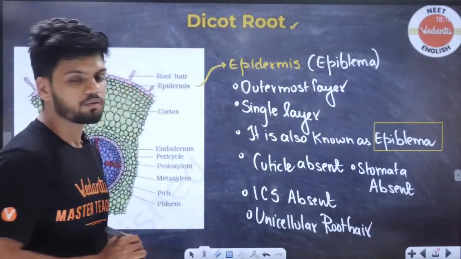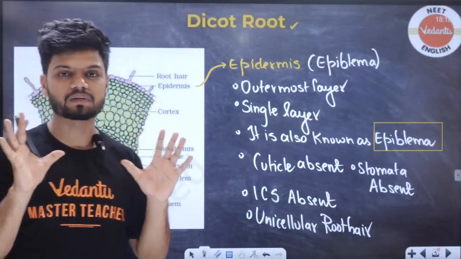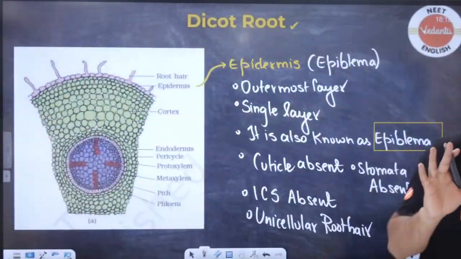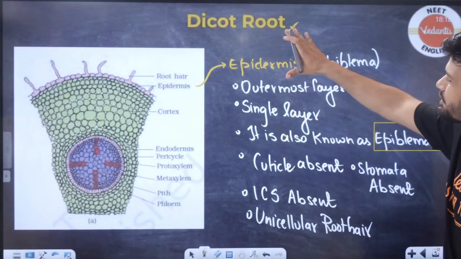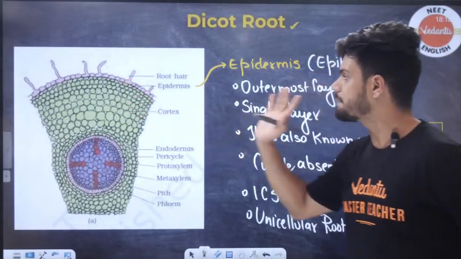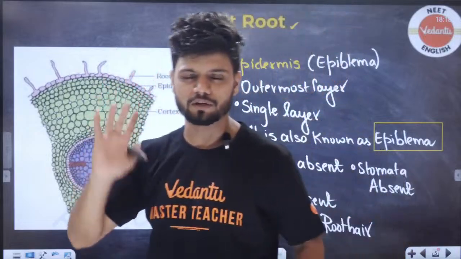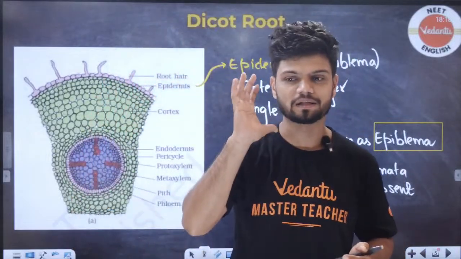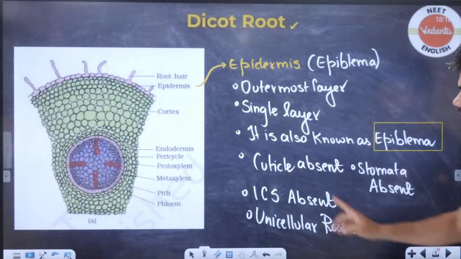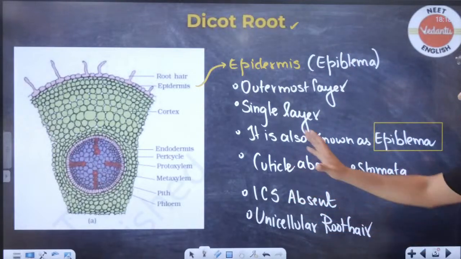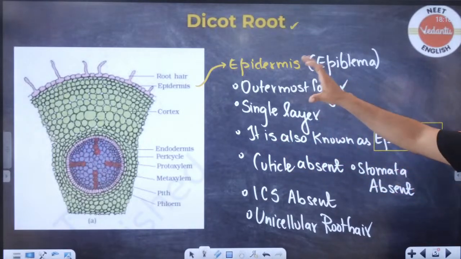Now, these are the points which you need to remember for your epidermis. Tell me, students, do you need to remember it? Yes. All the following points are for your dicot root epidermis. If it is done, thumbs up in the chat, quickly. If there is no doubt till here, thumbs up. So: unicellular root hair, intercellular space is absent, cuticle is absent, stomata is absent. It is also known as epiblema, single layer, outermost layer, epidermis.